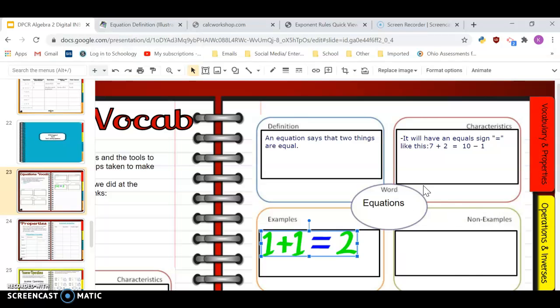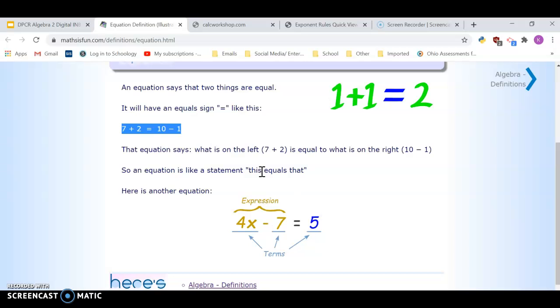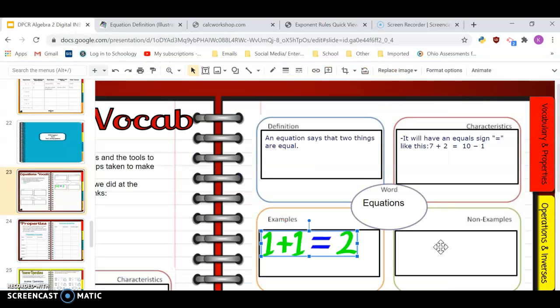Now we wanted a non-example. So a non-example of an equation would be like what we had before with expressions. Expressions can be turned into an equation just like this example gives us here, but it does not have the equal sign and whatever else is over here. So what I'm going to do, I'm going to copy this over. Actually, I'll just type it out. That might be even a little easier.